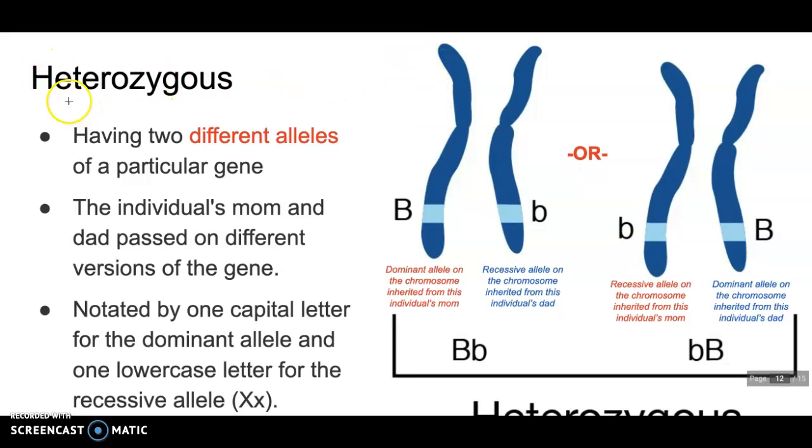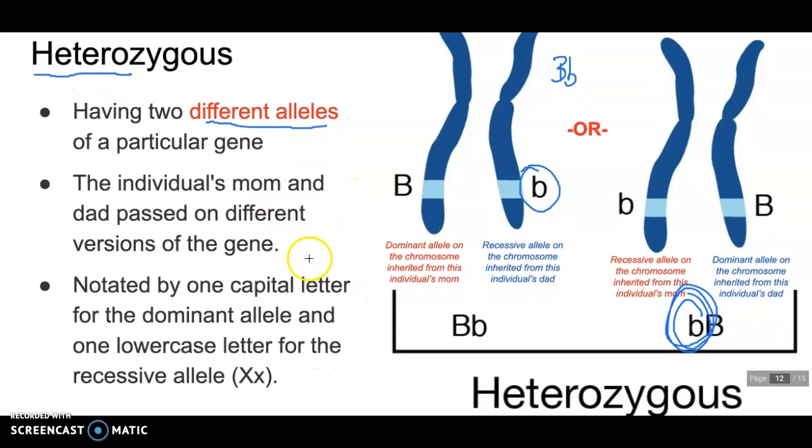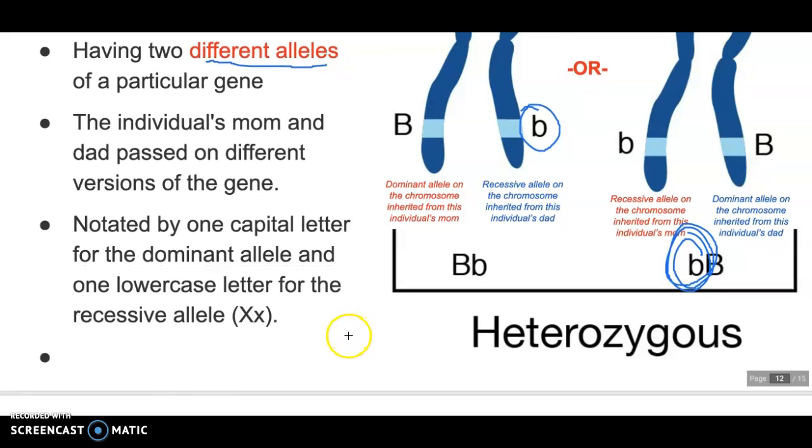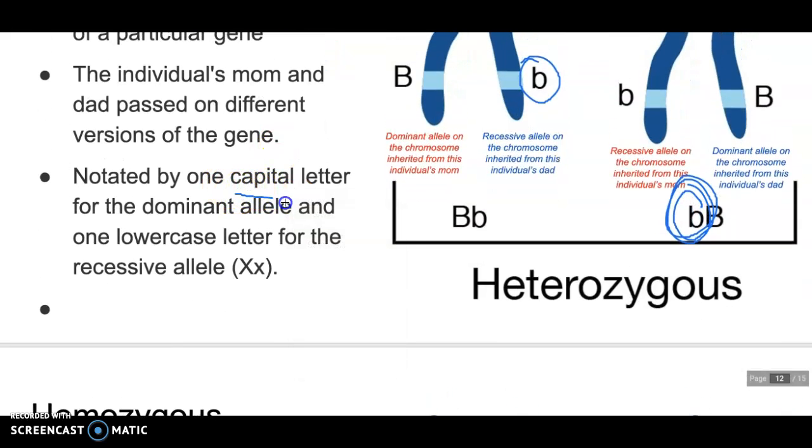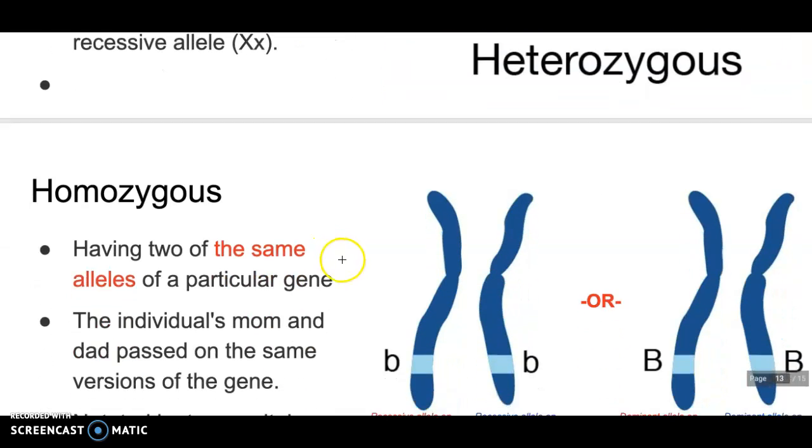Here are some of those words we were using in class. Heterozygous is when you have two different alleles. Remember that term, prefix hetero, meaning different. So that could be big B, little b. We typically try and write the capitalized letter first, okay? But let's say that, on your locus here for the B gene, you have a dominant one, and on this locus you have a recessive one. The individual's mom and dad passed on different versions of the gene. So this is notated by one capital letter for the dominant allele and one lowercase.